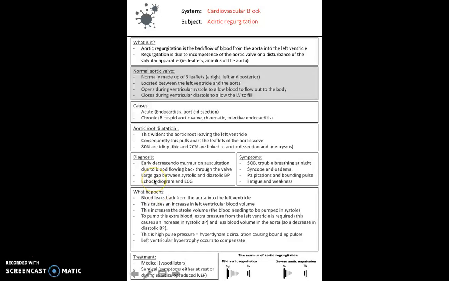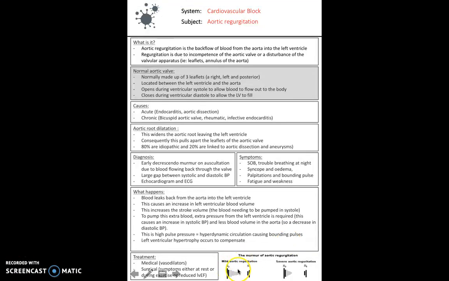In terms of diagnosis, again, you'll see a murmur, but this time it's an early decrescendo murmur due to blood flow back into the left ventricle from the aorta. So there's a large gap as well between systolic and diastolic blood pressure. So this is called a high pulse pressure, which means you've got a hyperdynamic circulation, which will also cause you to feel a bounding pulse on examination.